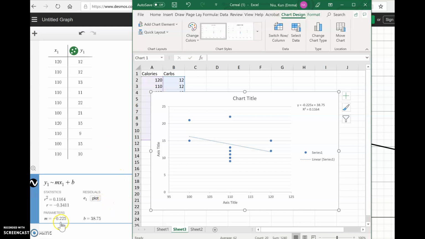If we compare this with Desmos, we got the same numbers: negative 0.225 for the m, and the same b, 38.75. We got the same r squared, 0.1164, and Desmos also gives you the r, but you can calculate the r by taking the square root of the r squared. And then you know this is going downward, so it's going to be a negative correlation coefficient.